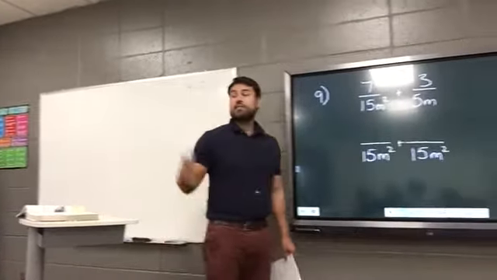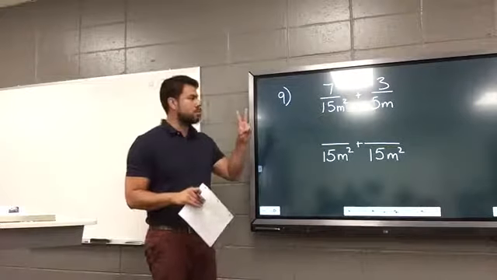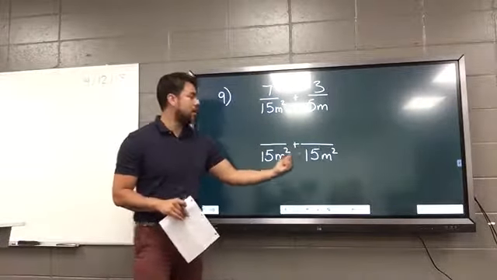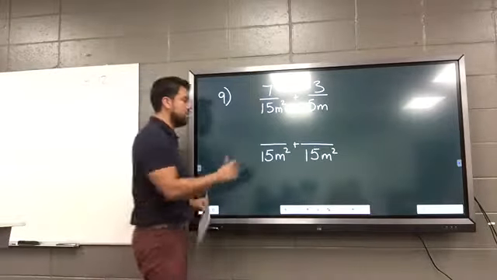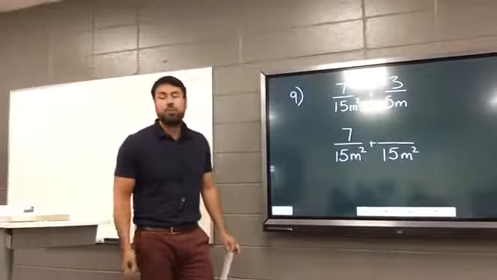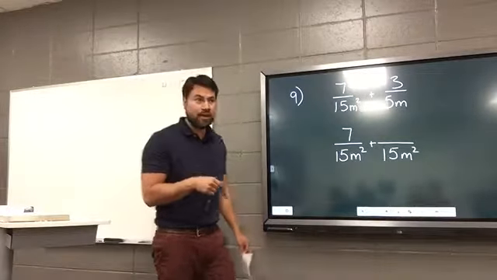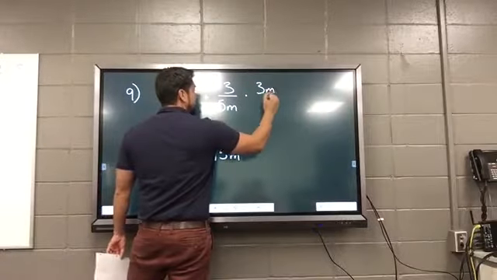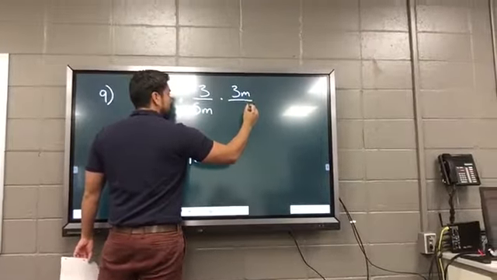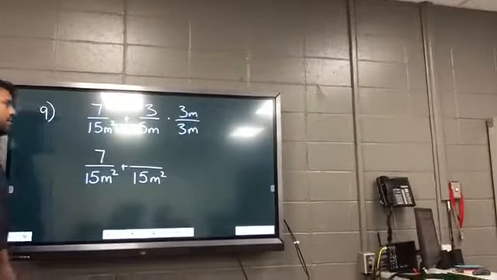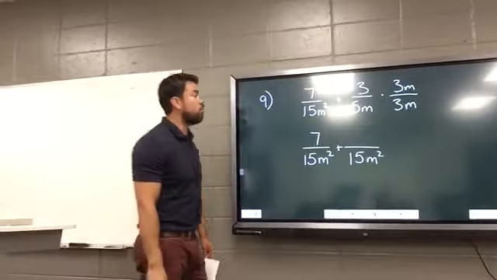What did you have to multiply? So in step number 2, change each fraction so that they have that denominator. Did I have to change the first fraction? No, it already had that denominator, so you just leave it alone. But what do I multiply the second denominator by? 3m. 3m over 3m. Because I want to multiply by a form of 1.